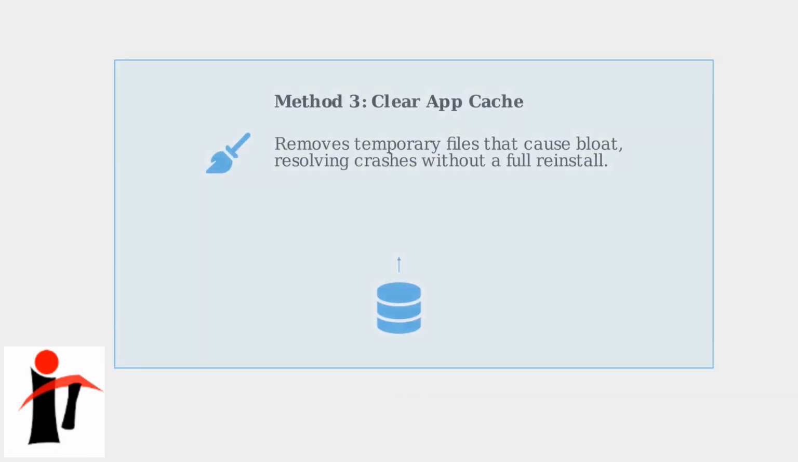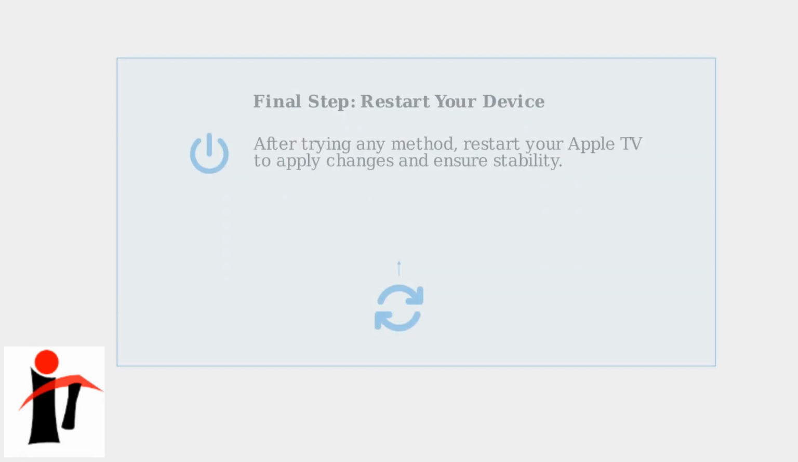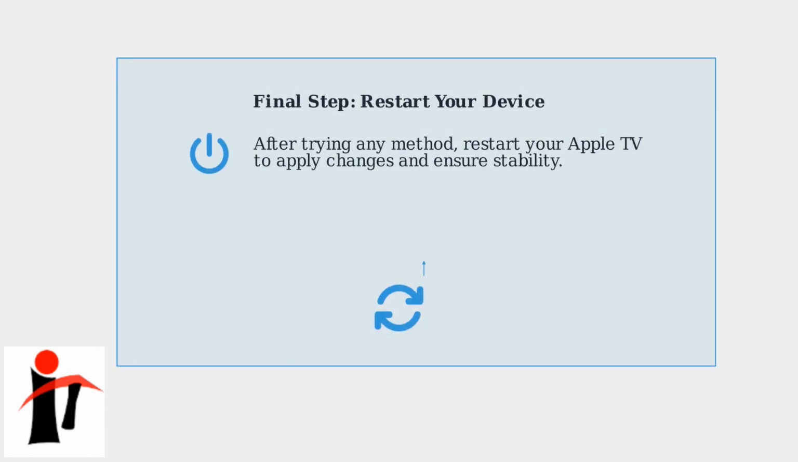Clearing the app's cache will remove temporary files that cause bloat, and this can resolve crashes without a full reinstall. Navigate to Settings, Apps, Spectrum, and select Clear Cache. Make sure to restart your device after applying any fix to ensure the changes take effect and improve stability.